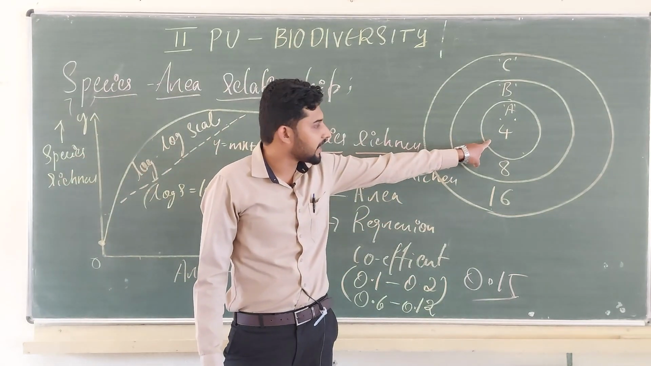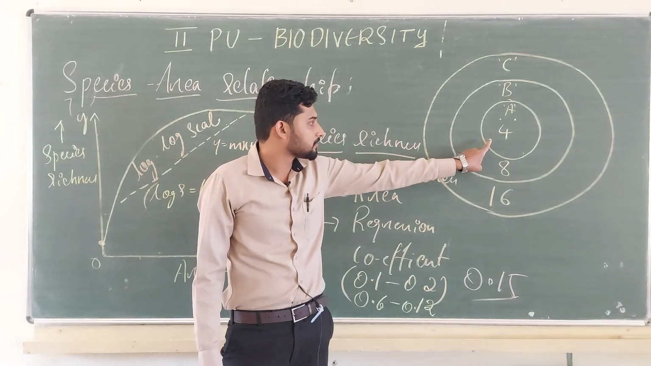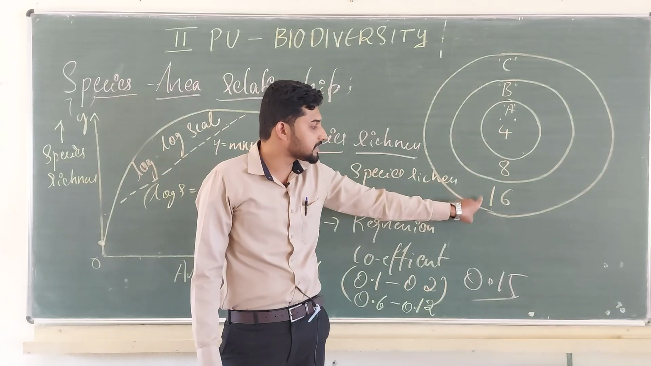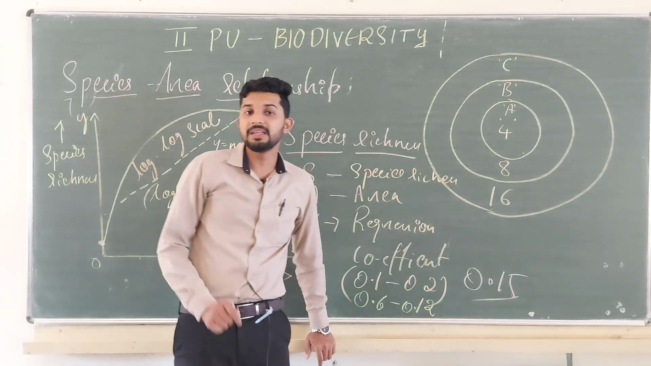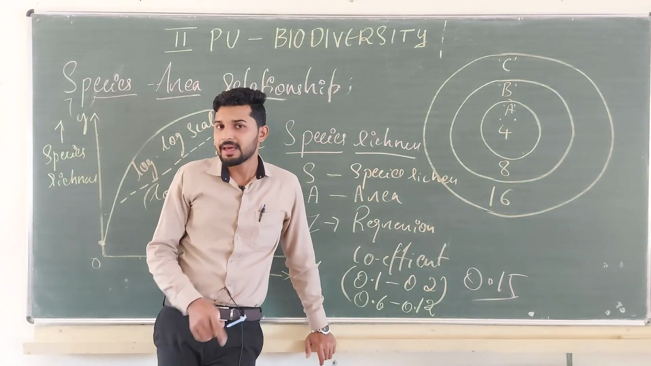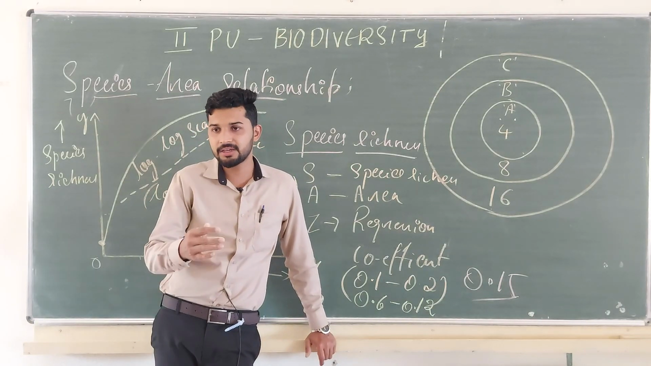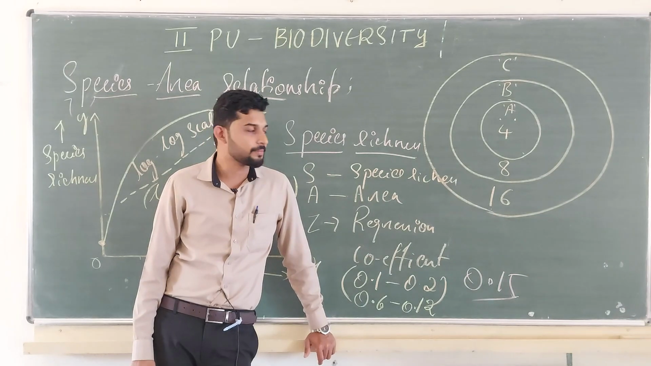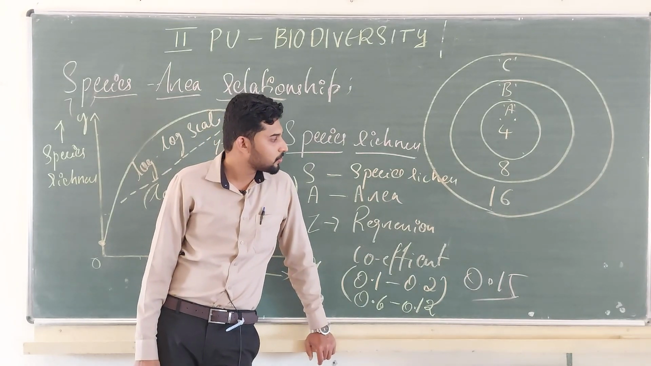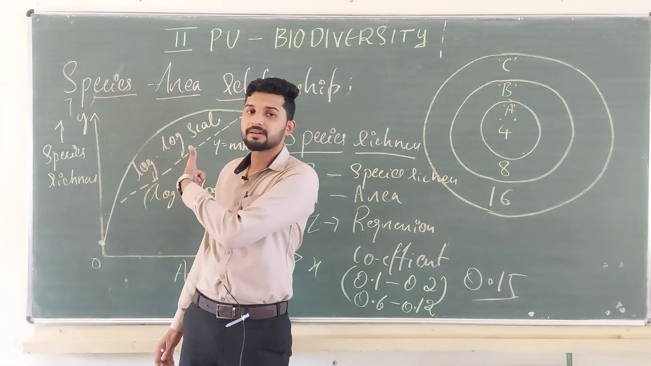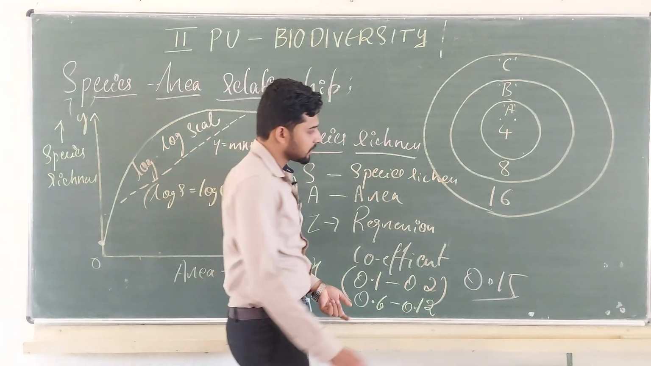When I am living in A, our number was 4. When I am with B, it is 8. When I am with C, that is 16. It means I am expanding, but only up to a certain limit, correct? What is that limit? Limited resources, correct?